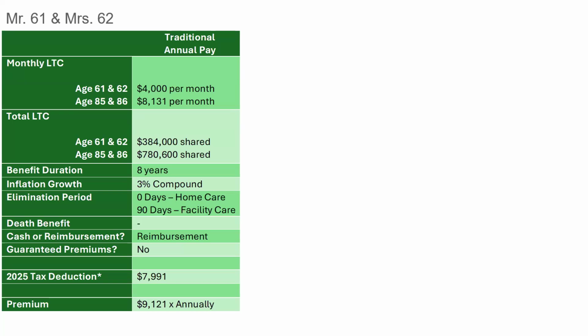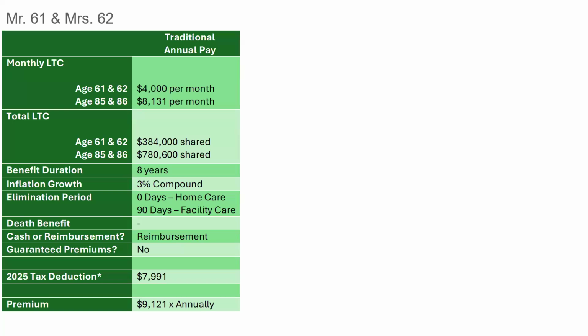And then I'll give them the total benefit as well. It starts at about $400,000 shared between the two of them. And by the time they're 85 and 86, they'll have close to $800,000 that they can access 100% tax-free to pay for the cost of care.